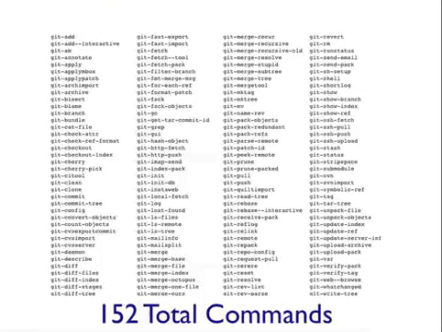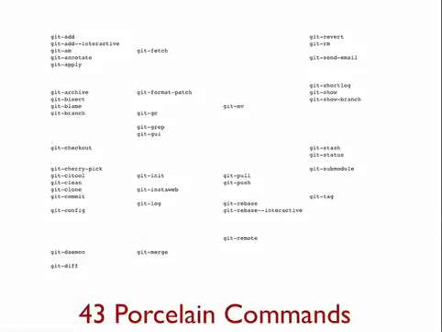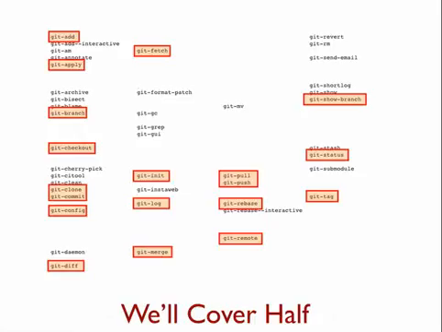So how do I use Git? There's about 152 total commands, or about 150. This is what I found. About 40 of them are porcelain commands. So these are the ones that we're going to be running on a daily basis, generally. And we're going to go over about half of them, which are the ones we use most of the time.